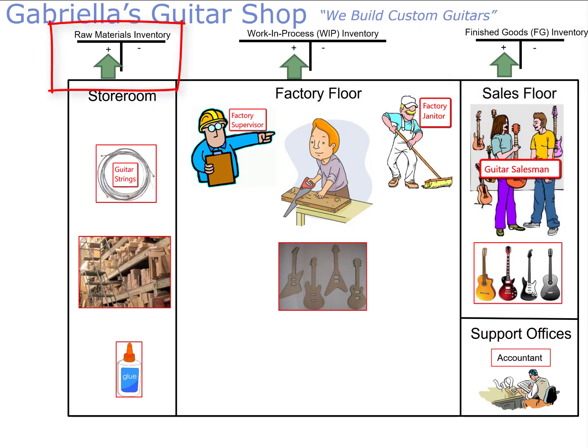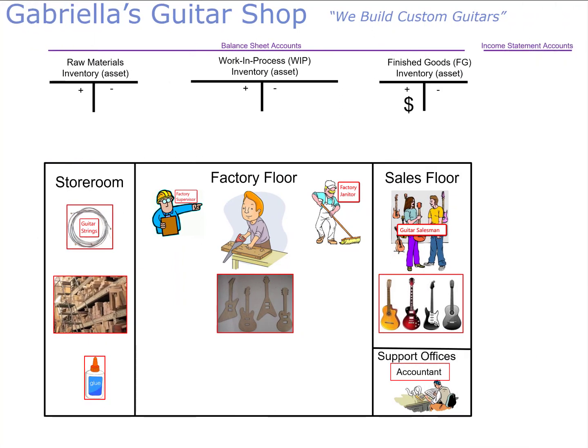So the raw material cost flow will start in our raw materials inventory, flow to our work in process inventory as the guitars are being built, and then transferred to the finished goods inventory once the guitars are completed. So now I've made room for the cost of goods sold account. When a guitar is sold, the cost of that guitar leaves the finished goods inventory account and is transferred to the cost of goods sold account, which is an expense and appears on the income statement.